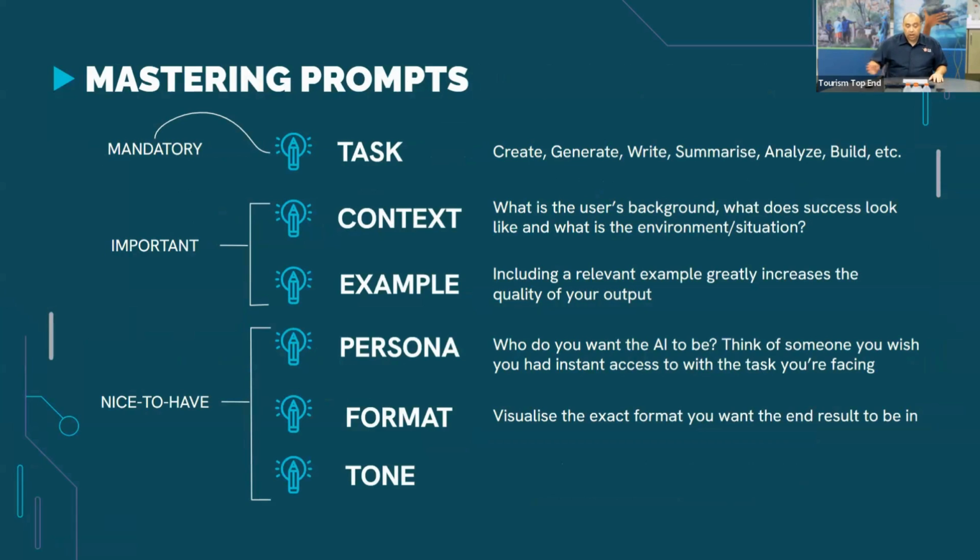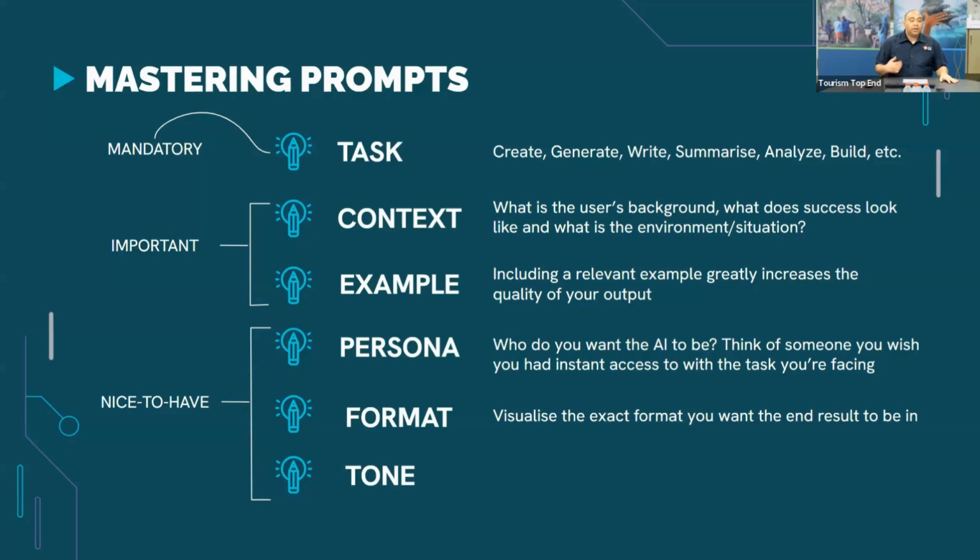I'm just going to go over this slide to begin with. There are 6 things that you need in any good prompt. The first one, task, is mandatory. You have to have that. You have to tell the AI tool what you want it to do. Create or generate a report or write an email for me. Create a content strategy for me. You need to be able to tell it what to do. That is mandatory. You have to have that in your prompt.